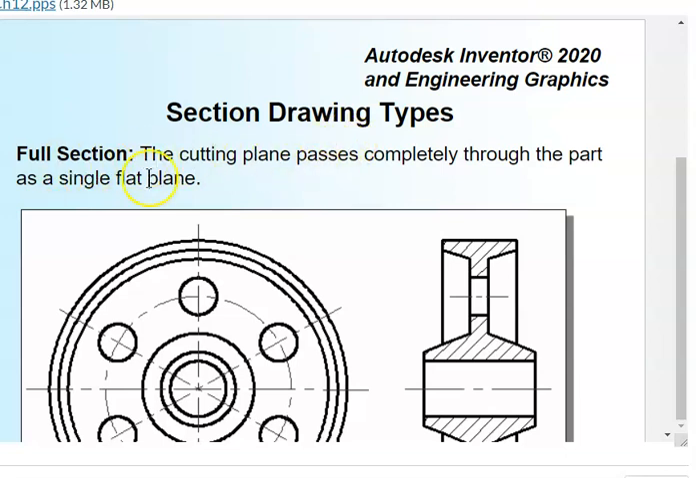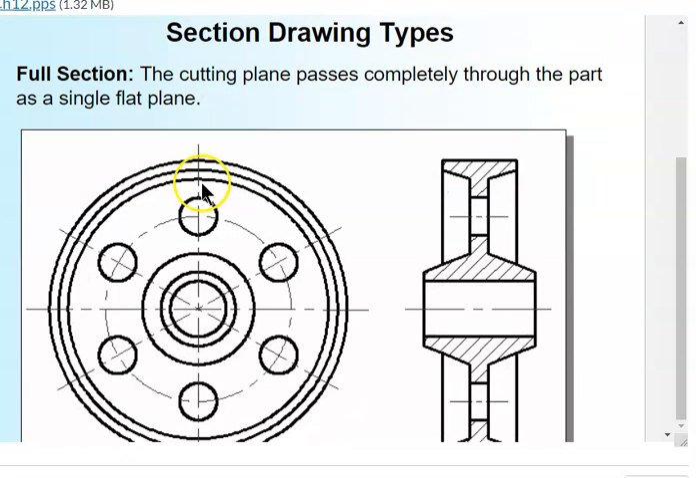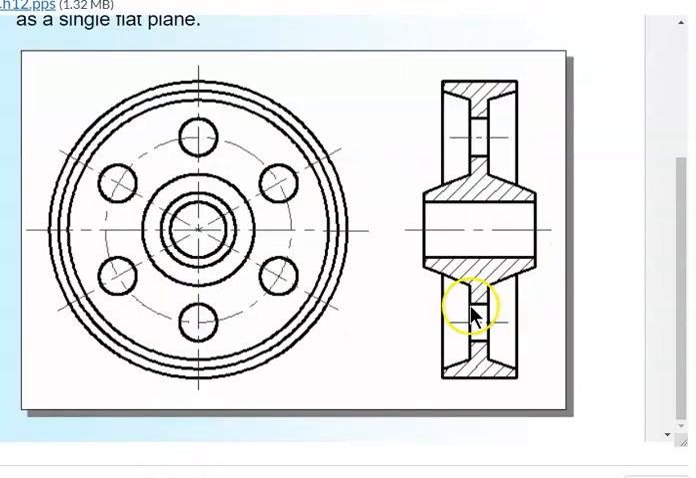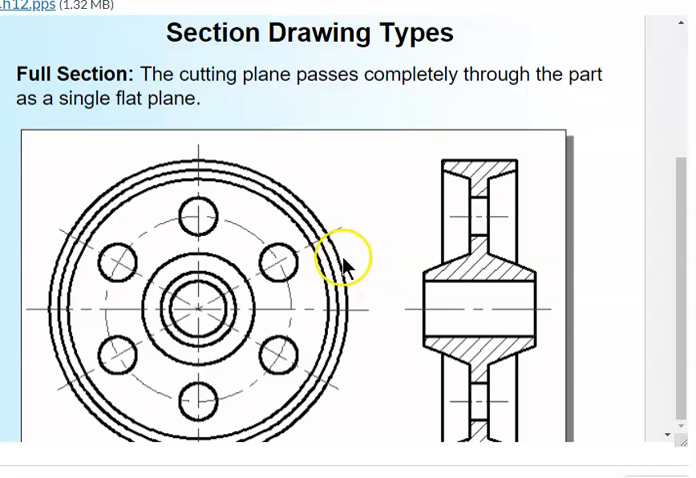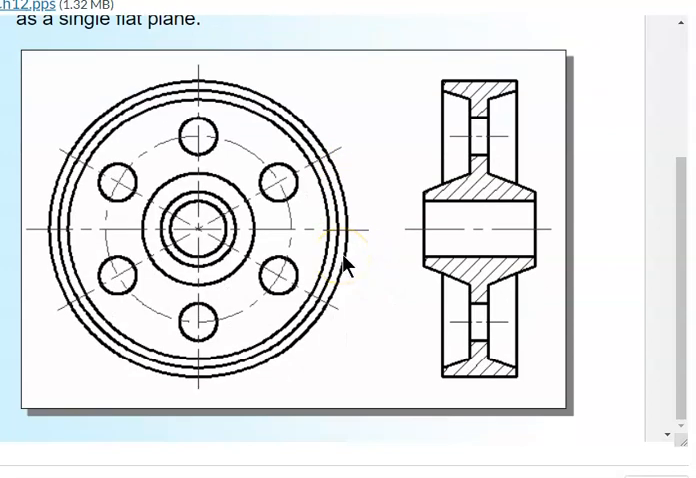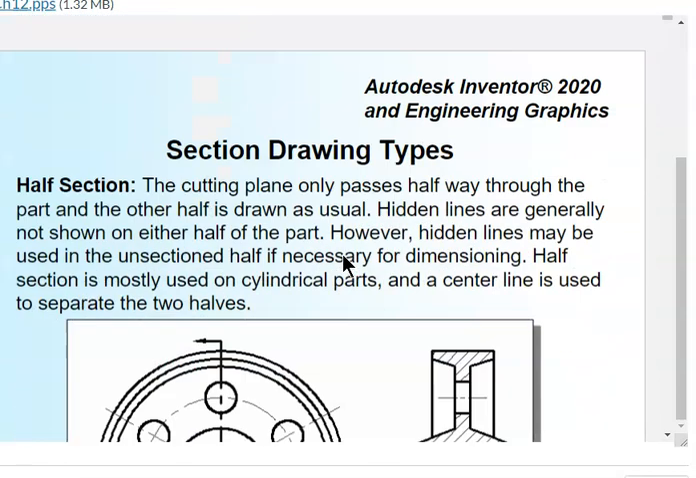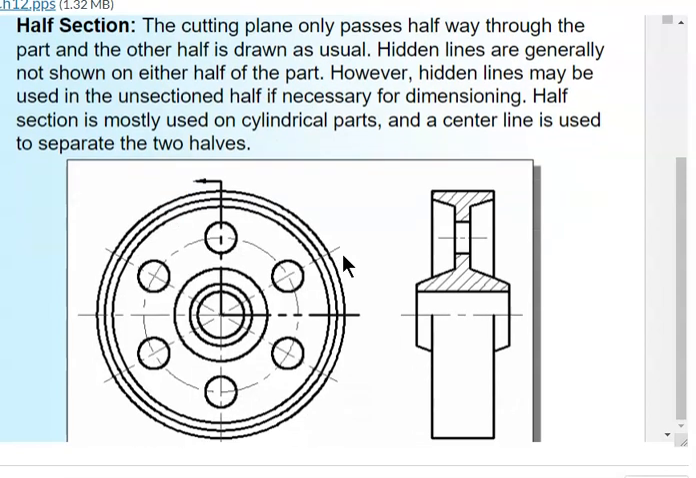When we call full section, that means that we are cutting through all the way. So this is an example of full section. That's just the term to know what full section is. And again, we have another section, we call them half section. In half section, you're removing only a quarter of the part. And the reason for doing this, we are showing outside and inside at the same time.